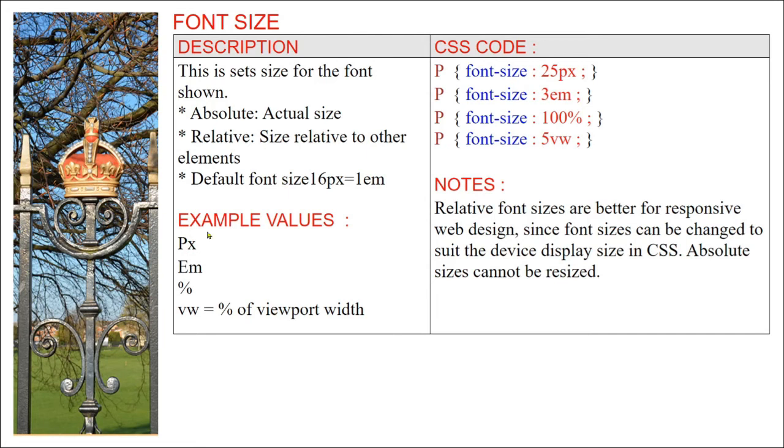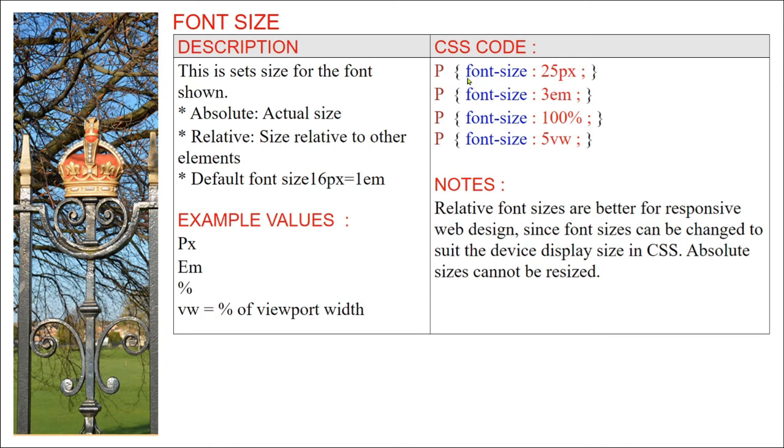So the example values that you can have are pixels for absolute text, ems for relative text, and percentages, so you can have, say, a text value of 200%, which means twice the default. And then you can also have vw, which is viewport width. So you can have a percentage of your viewport width, which is how wide your screen is on your phone or your tablet or your laptop.